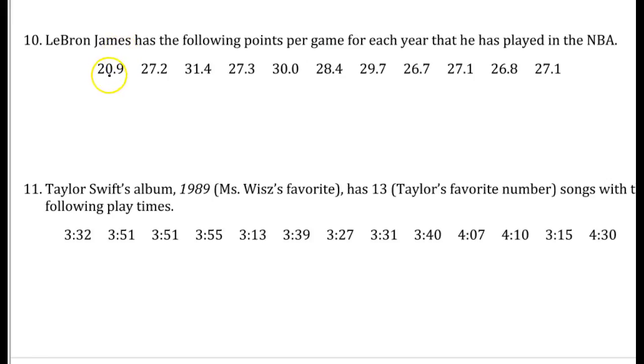So the lowest number here would be 20.9. I'm going to rewrite all these in order. And then 26.8. Oh, 26.7. Then 26.8. No, that's a 29. Where's the 26.7? It's next to the 29.7, to the right. There you go. There we go. And then what's the next one?